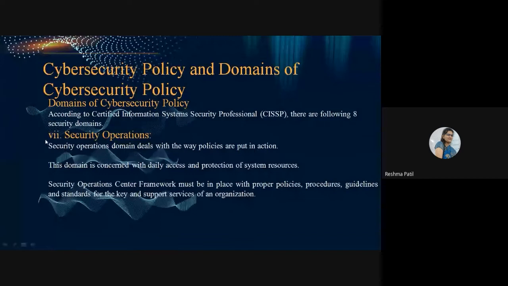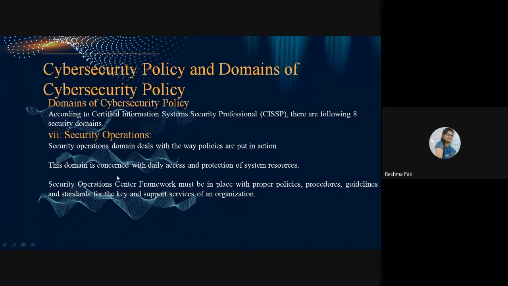Then the next domain is security operations. The security operations domain deals with the way policies are put in action. Policies means your document is there. Now how the things in that document are going to be implemented, how those policies are put in action, that part will be covered here in security operations.